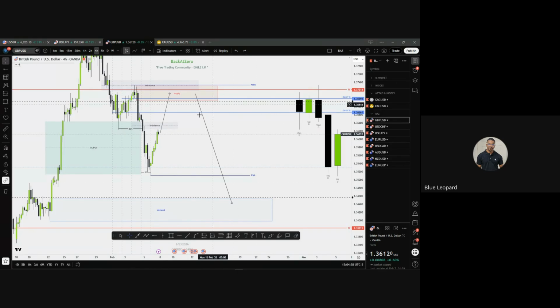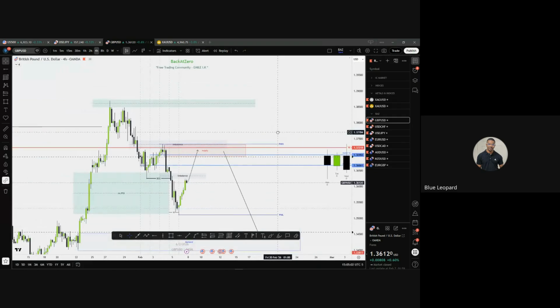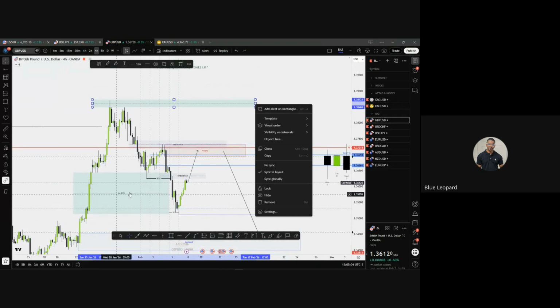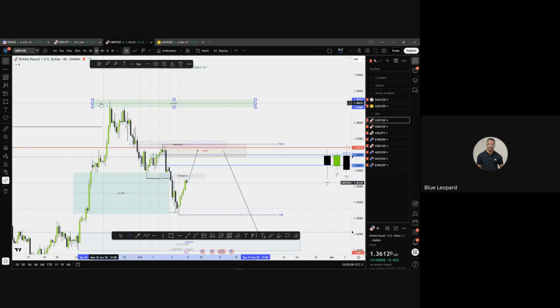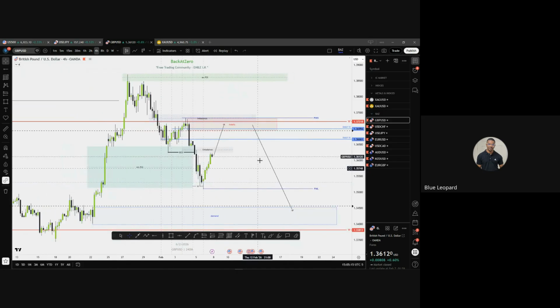Okay, clean. I prepared GBP USD and I will wait and observe. This is internal range liquidity. This one is external range liquidity. And we see how price is playing out. We will wait and see, okay?